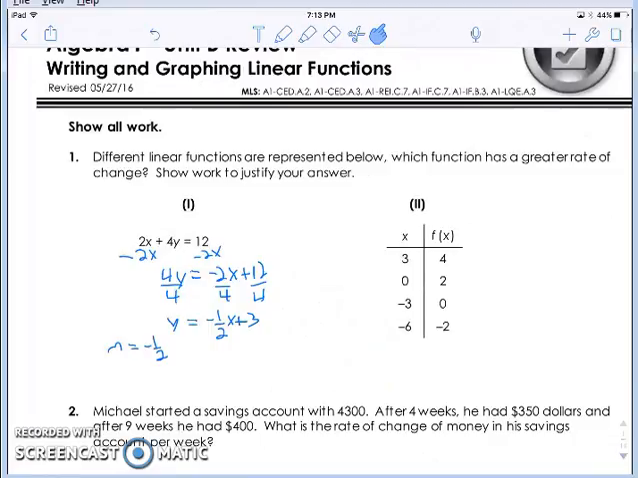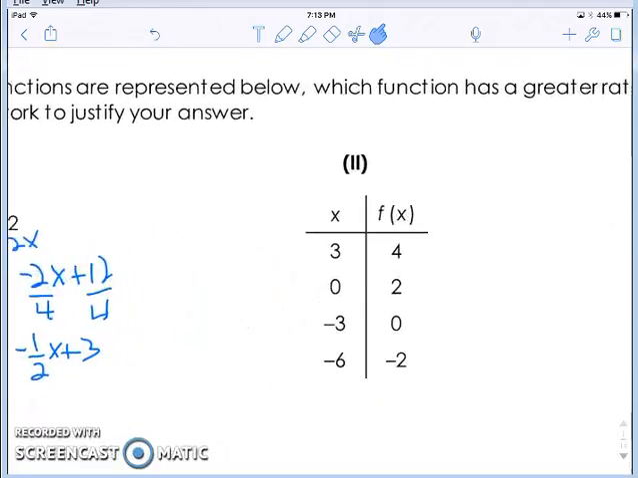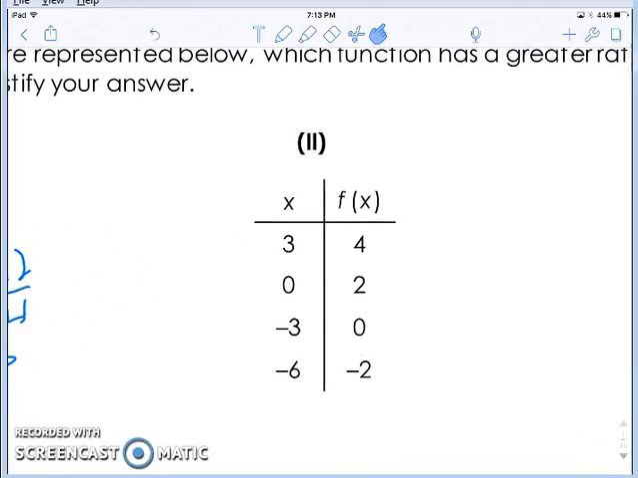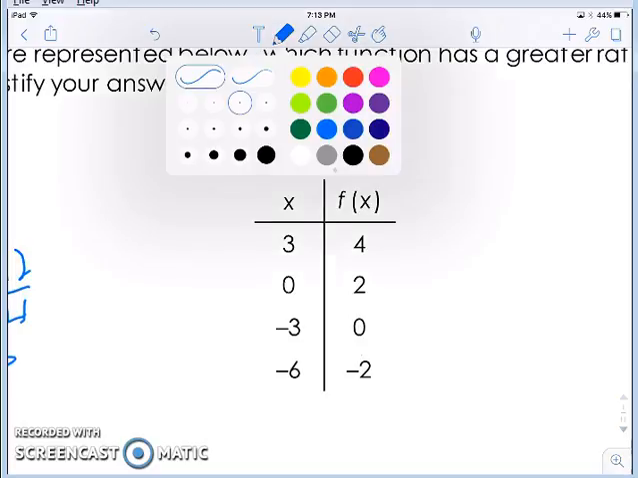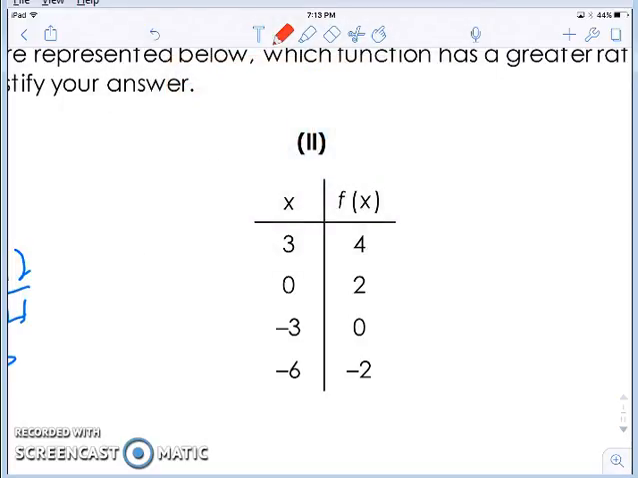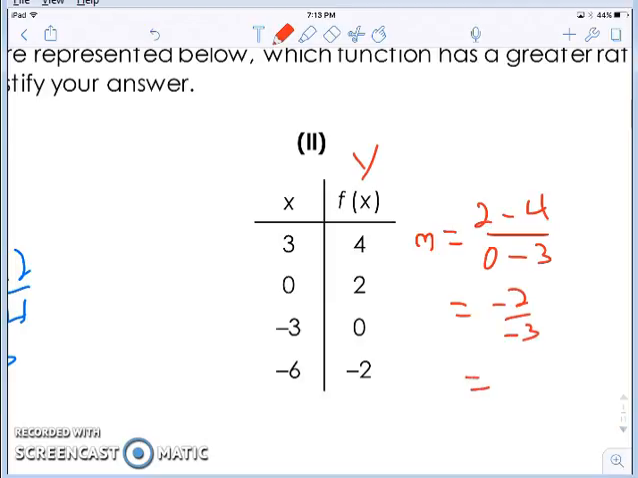When we look at this table here, we're told that it's a linear function, so all we really need to find is the slope between 2 points. So we can use the first 2 points, and our slope is change in y, 2 minus 4, where f of x is the same as y, and change in x, since I started with 2, I'm going to start with 0 minus 3. We get negative 2 over negative 3, which is positive 2/3.